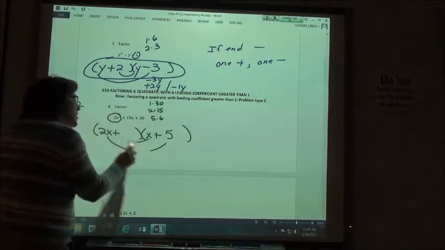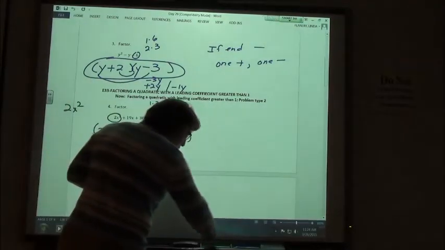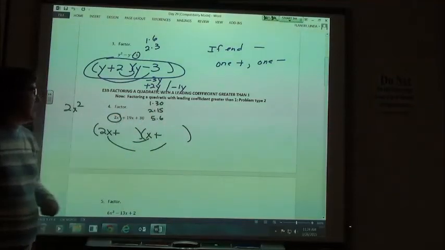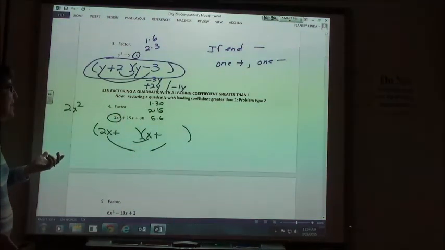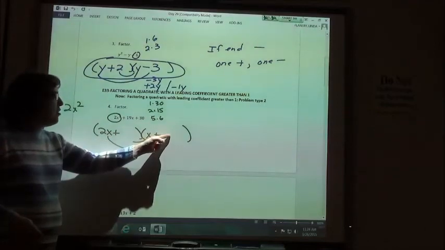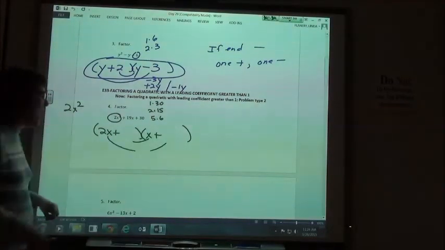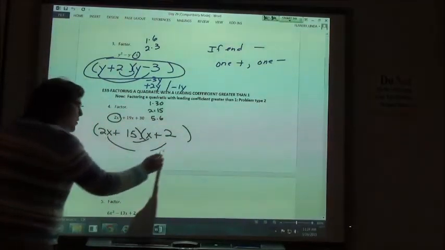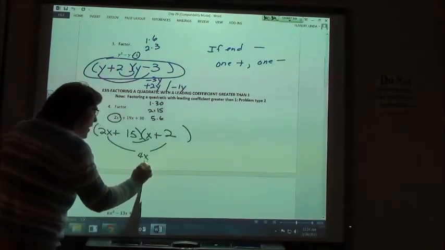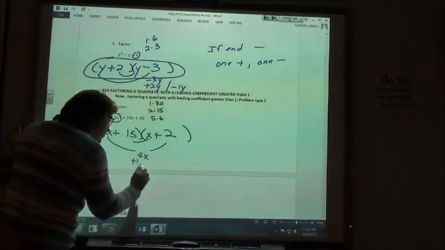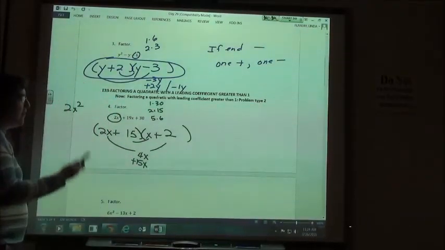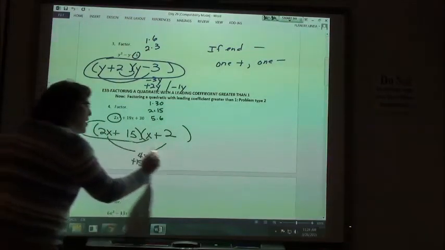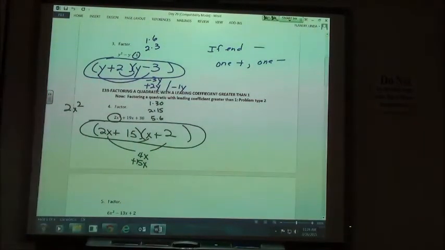You could be doing this in your head, but just to explain what I'm doing, I'm writing everything down. So now I go to the next pair, the 2 and the 15. So I'm going to put the 2 and the 15 in there. 2 times 15 is already going to be 30, so I know the 15 can't go there. I'm going to try the 15 here and the 2 here. 2x times 2 is 4x. 15 times x is 15x. And sure enough, after all that guessing and checking, I finally got to the 19, so I know that has to be my answer.